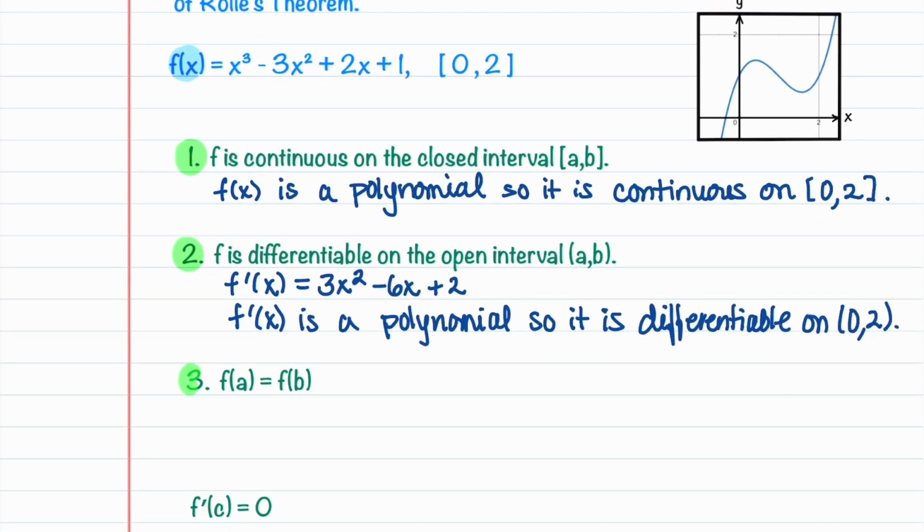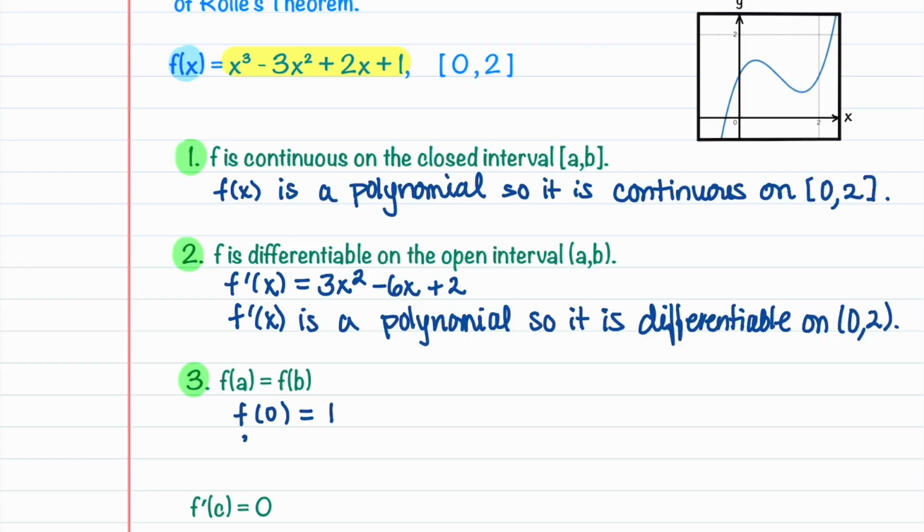Let's now look at our third hypothesis. This says that f of a is equal to f of b. That just means the function is going to be the same value at the endpoints. So we are going to have to find the function at each endpoint. Our first endpoint, x is 0, so we're going to plug in x is equal to 0. And looking back up here, let me go ahead and highlight it so you can see where we're looking. We're going to substitute x is equal to 0 into that, and you can see that we get 1.